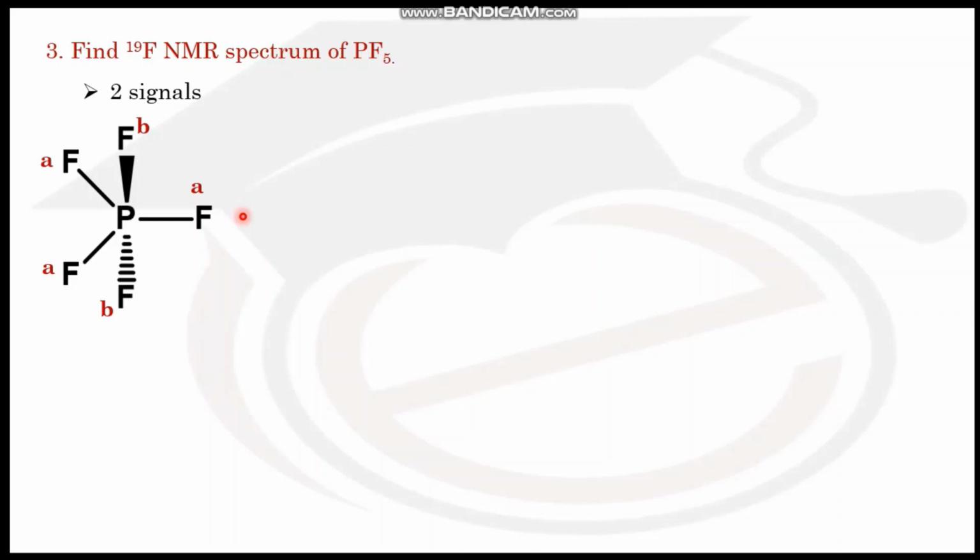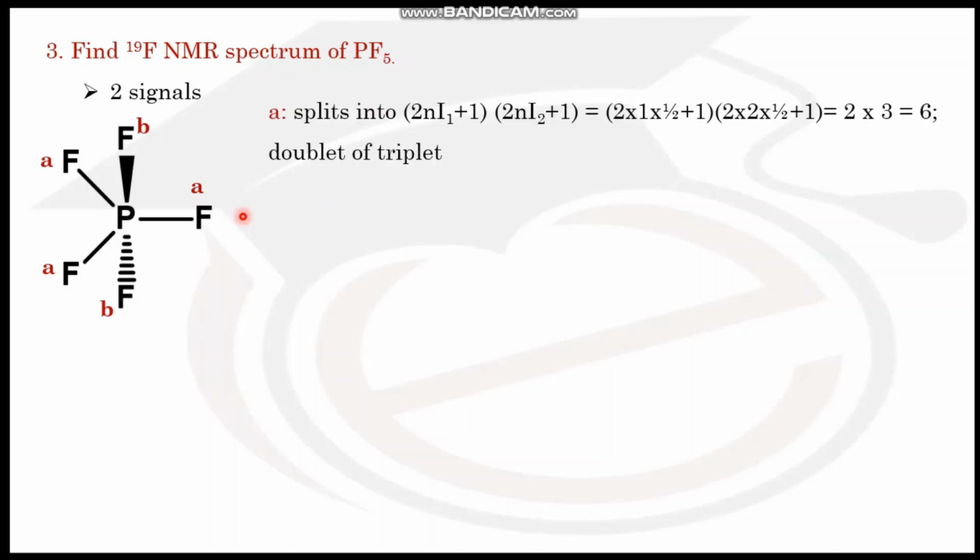If it mentions room temperature or below room temperature, then we will get a single signal. Here 2 signals are there: A type fluorine, which is equatorial, and B type fluorine, which is axial. So how will the splitting happen? A type fluorine will split due to phosphorus and due to the other type of fluorine, so it is written 2nI1 plus 1 into 2nI2 plus 1. One is due to phosphorus, the other due to the other type of fluorine.